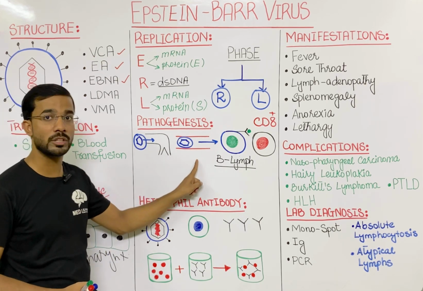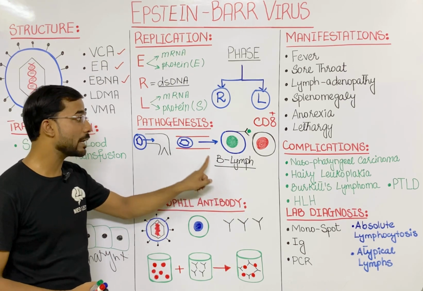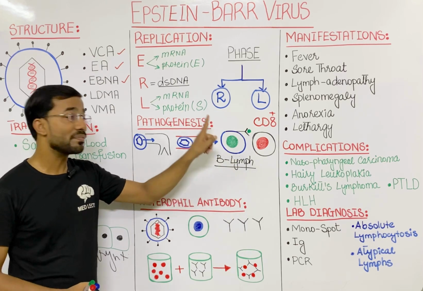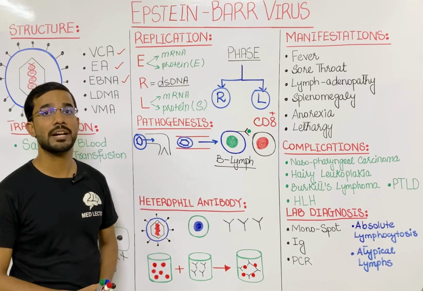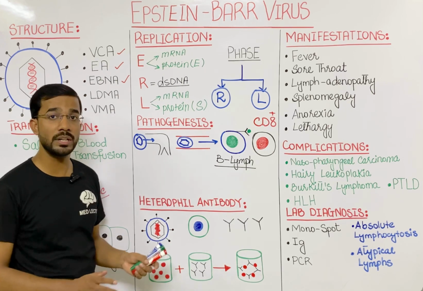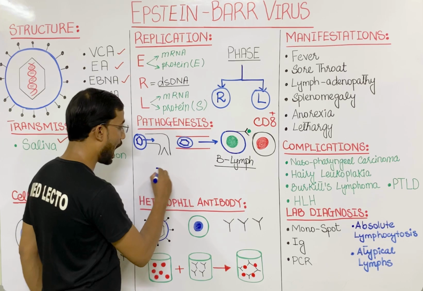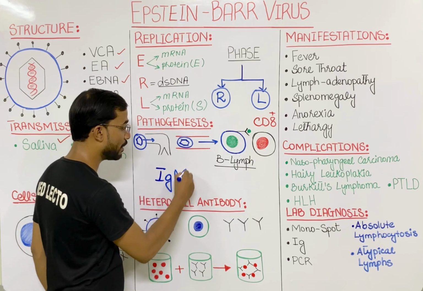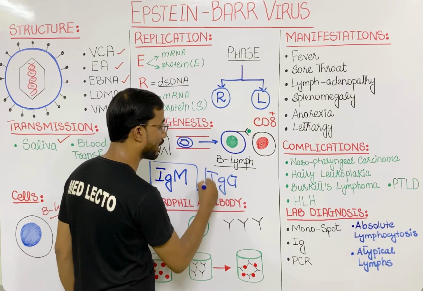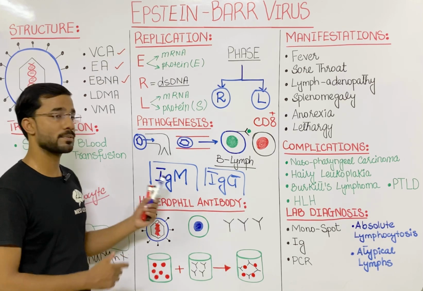After that, it will enter into the blood, and inside the blood, it will affect the B lymphocytes. And after that, B lymphocytes will present the viral components on their surface. That component will be detected by the cytotoxic T cell. Okay. And if we discuss the immunity, our body will make two most important antibodies: IgM, which will form in the acute phase, and IgG, which will form in the recovery phase. These are the two most important antibodies produced against the Epstein-Barr virus.